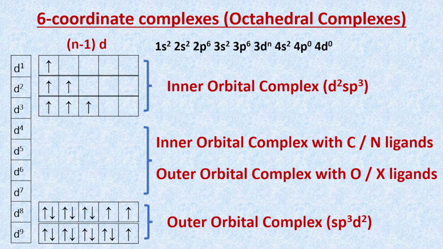A point to be noted here is that VBT didn't classify ligands as strong field or weak field ligands. It just suggested that if carbon or nitrogen donor atoms are involved, then inner orbital complexes will form. And if oxygen and halogen atoms are involved, then outer orbital complexes will form.